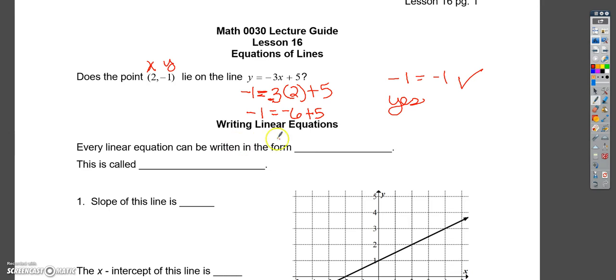Every linear equation can be written in the form ax plus by equals c. This is called standard form.